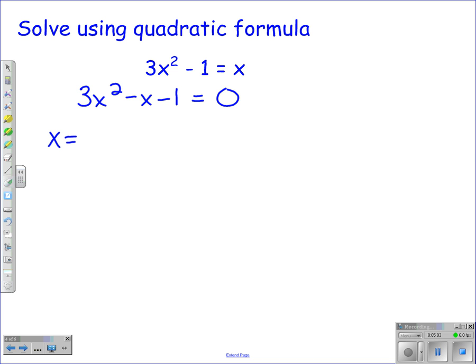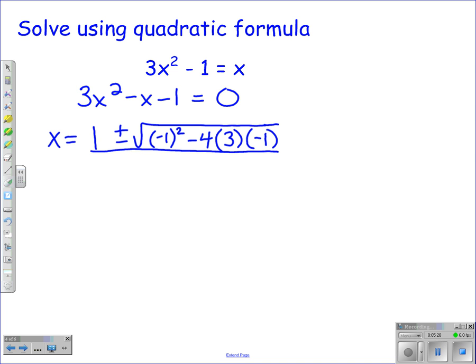X equals negative b. Well, this time b is a negative 1, so the opposite of a negative 1 is a positive 1. Plus or minus the square root of b squared. So we'll have a negative 1 squared minus 4ac. Negative 4 times 3 times a negative 1 all over 2a. And our 3 is our a this time.